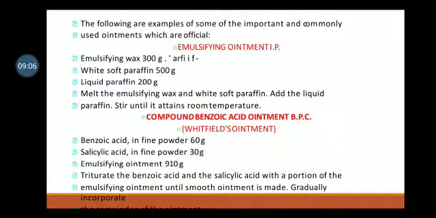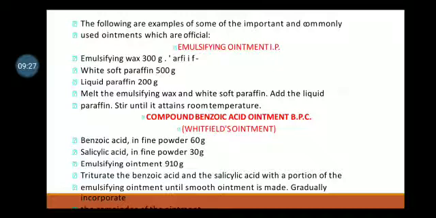Emulsifying ointment IP. Emulsifying wax 300 gram, white soft paraffin 500 gram, liquid paraffin 200 gram. Melt the emulsifying wax and white soft paraffin. Add the liquid paraffin. Stir until it attains room temperature.